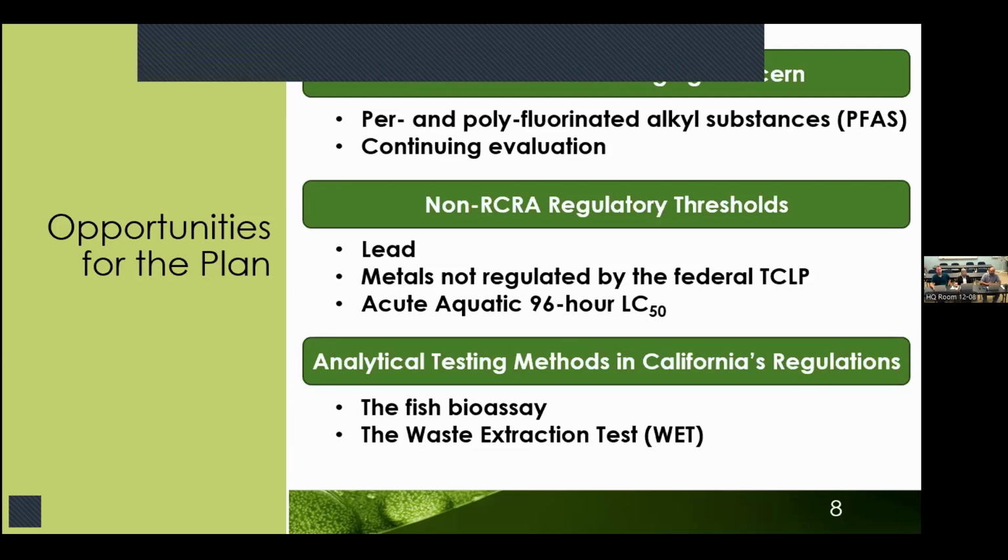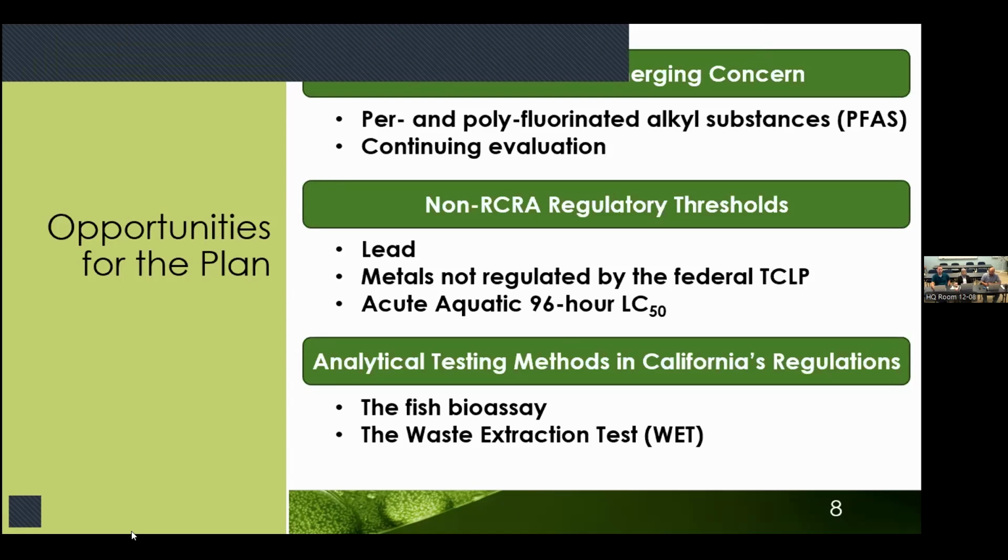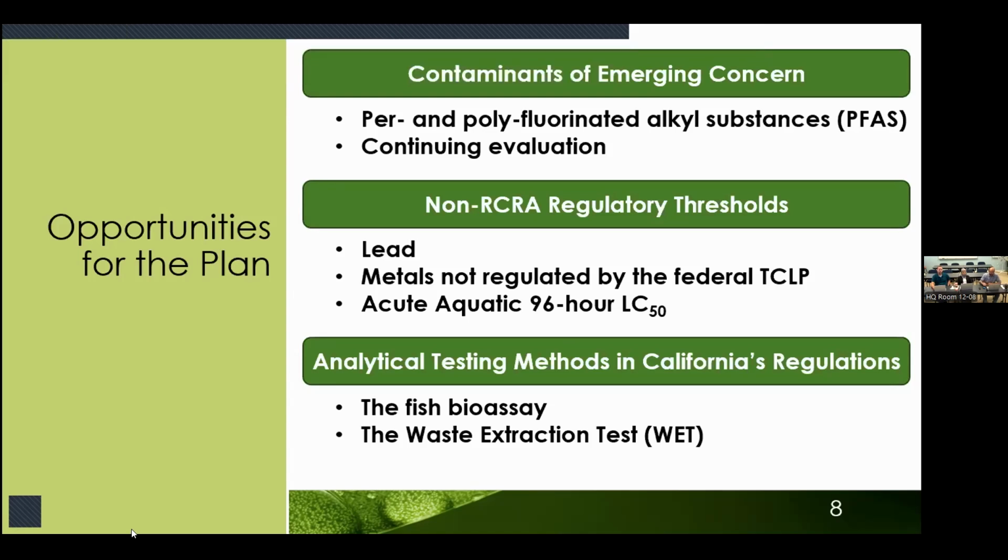Now, we've been working in this area to gather information and identify areas that we will be researching and making recommendations. And there's 3 main areas that we will be working in over the next several years. So we're looking for chemicals or waste that may pose emerging threats to human health or the environment. Next, we're evaluating the regulatory thresholds for non-RCRA criteria to determine if they are protective enough or if conditions have changed in the years since the thresholds were developed.